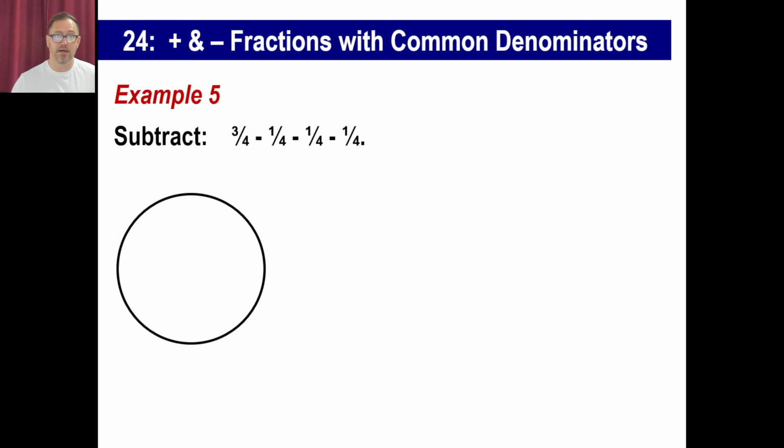Try this one on your own. Give that a whirl. Pause it and try. Yeah, I got 0 too. Because 3/4, you're subtracting 1, that gives you 2/4, and subtracting 1 more, that gives you 1/4, and 1/4 subtracting 1/4, there's nothing left. So that's 0.